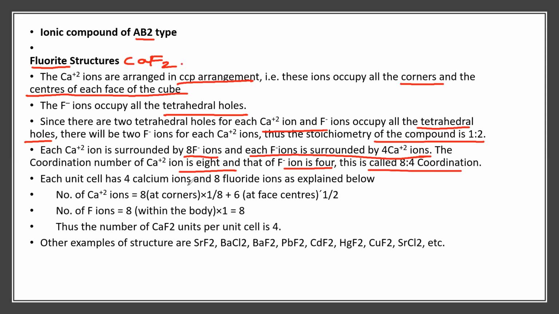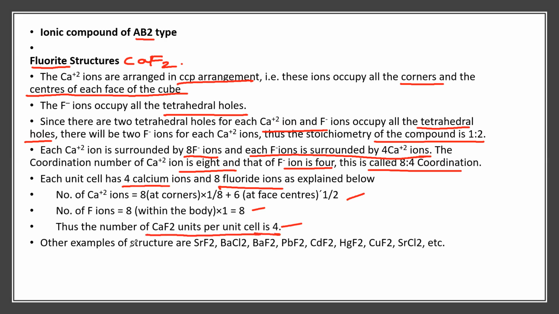Coordination number of calcium is 8 means that for 1 calcium ion, 8 fluorine ions are surrounding. And the fluorine coordination number is 4 means that for 1 fluorine ion, 4 calcium ions are surrounding. Hence, it is 8:4 coordination. Each unit cell has 4 calcium ions and 8 fluoride ions within the body. Thus, the number of CaF2 units per unit cell is 4. So for 1 unit cell, we have 4 CaF2 units.